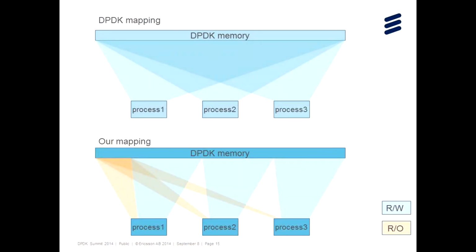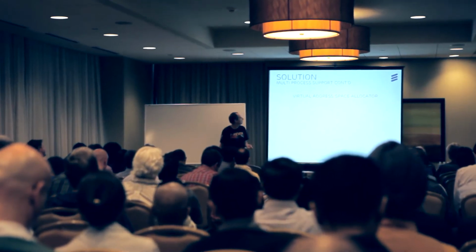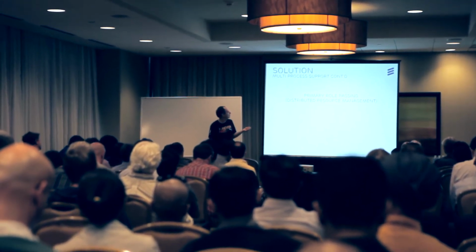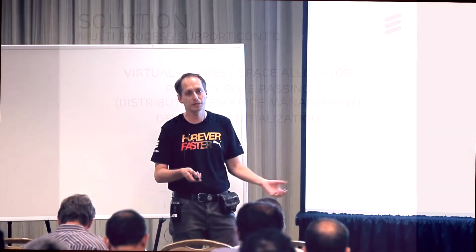But it doesn't matter. We have a flexible configuration to configure all these memories. We will hopefully have time to show that. So yes, we have a virtual address space allocator and primary role passing, as we mentioned. So we can do device reinitialization. When a process dies and comes back again, we want to attach to the same device, because we don't want to reroute traffic.